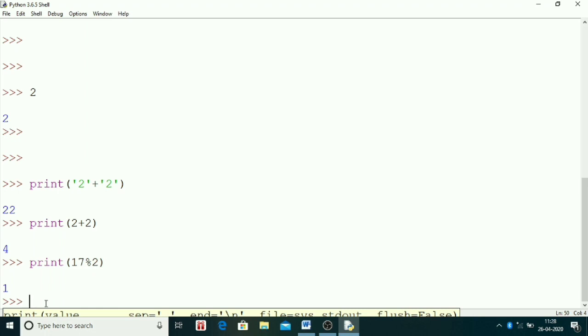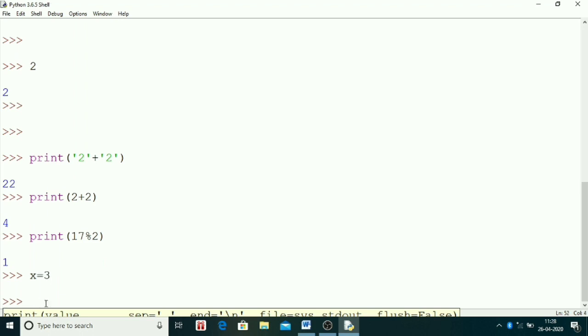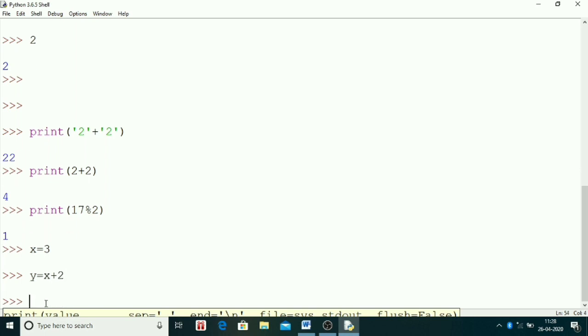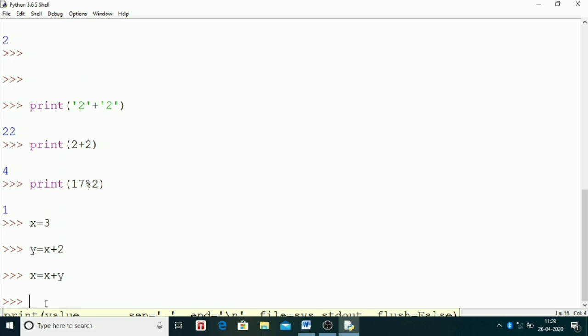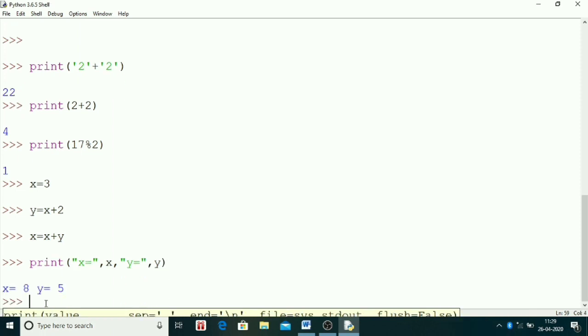Suppose I say x is equal to 3 and then I say y is equal to x plus 2. Then I say x is equal to x plus y. Then I say print x is equal to comma x, y is equal to comma y. What will come? X is 8, y is 5. How? X is 3, y is x plus 2. That means 3 plus 2, 5.